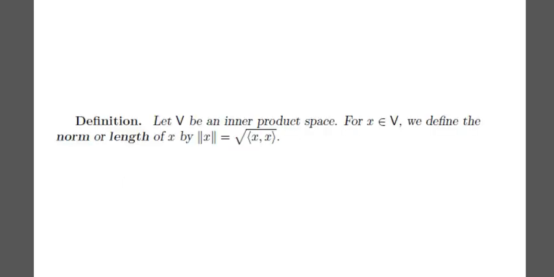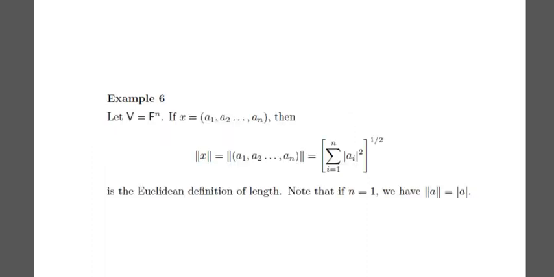Now let us define norm. So if V is an inner product space, then for any x in V, we can define the norm or length of x by norm x equal to under root of inner product of x comma x. Let us see this example. If V is equal to Fn and x is equal to an n tuple a1, a2, an, then norm of x is square root of summation i equal to 1 to n mod of ai square. This is the Euclidean definition of length. If n is equal to 1, then norm of a is equal to mod a, which is the normal definition of length in real numbers R.